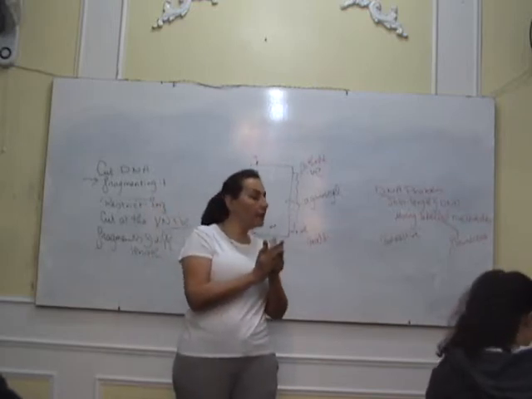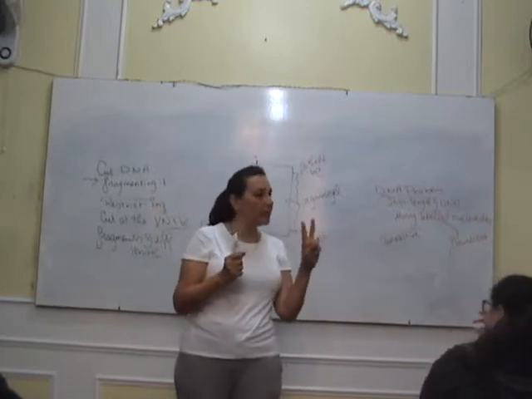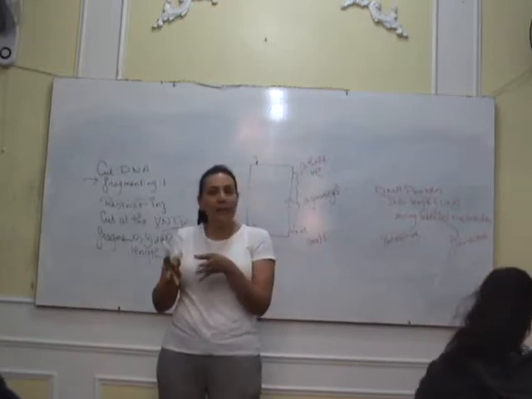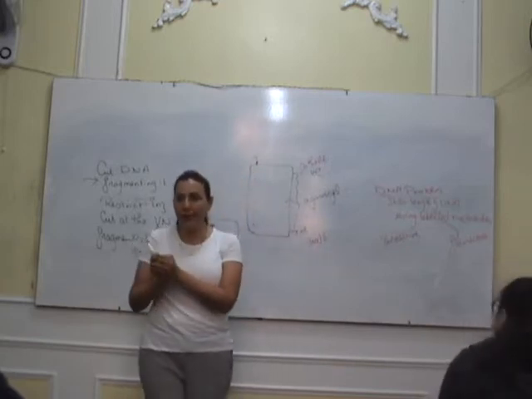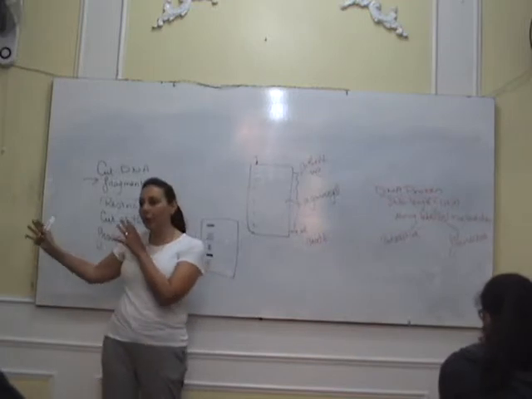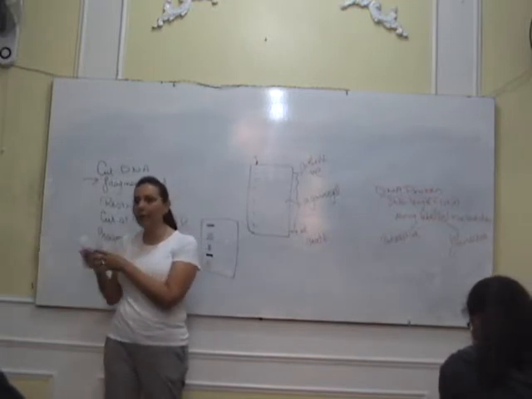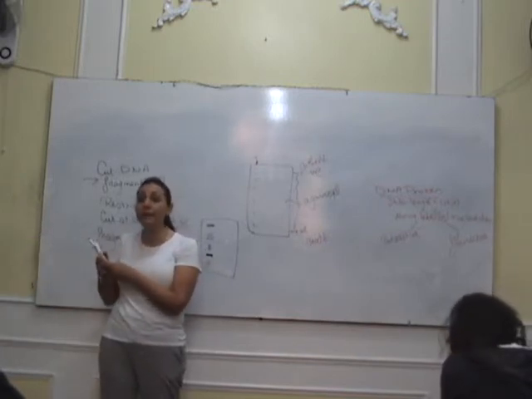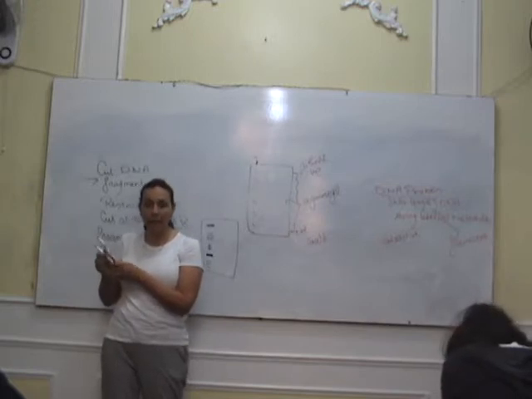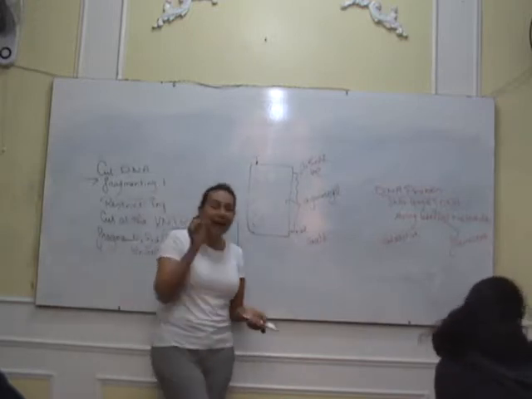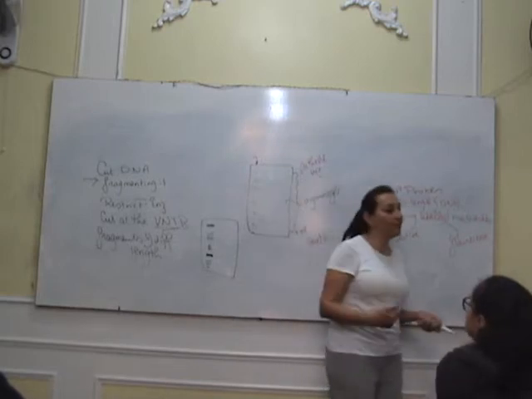And we can isolate the gene by two methods. Either by isolating it from the messenger RNA, the one that we already took for the insulin, and then the messenger RNA from the beta cells of the islets of Langerhans, or by isolating the gene from all the DNA.